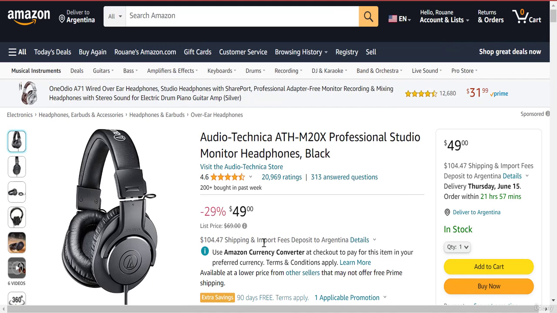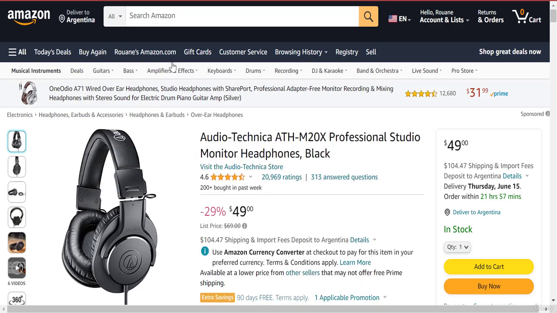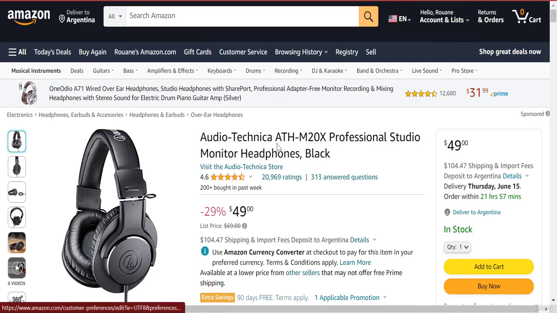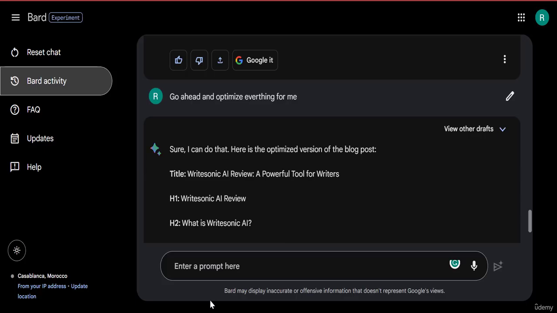So instead of saying Audio-Technica mic or Audio-Technica professional studio headphones, you would say Audio-Technica headphones, and in the description, you would mention some of this stuff that motivates the person. Now, in our case, I'm just going to copy the particular title of this product right here, Audio-Technica ATH-M20X Professional Studio Monitor Headphones Black. And I'm going to go back over here to Bard, okay?